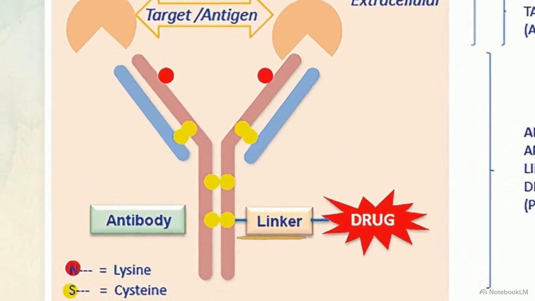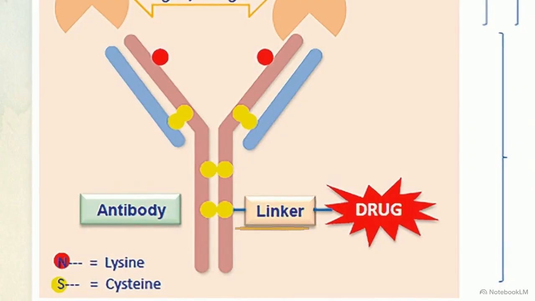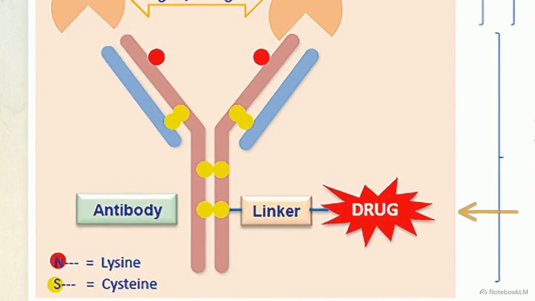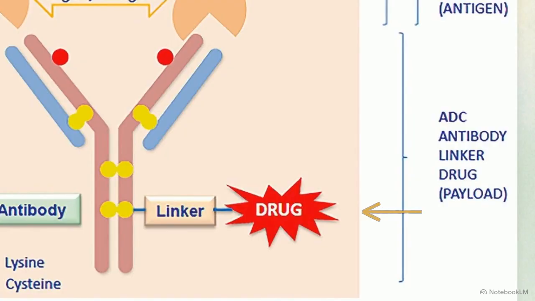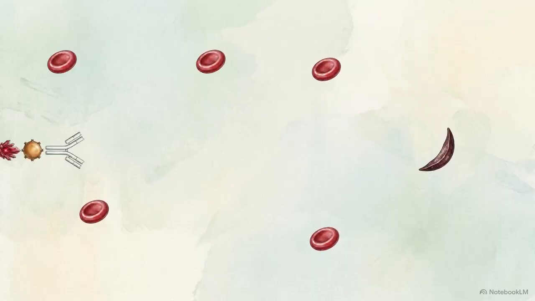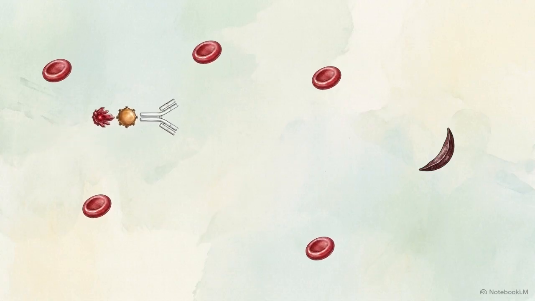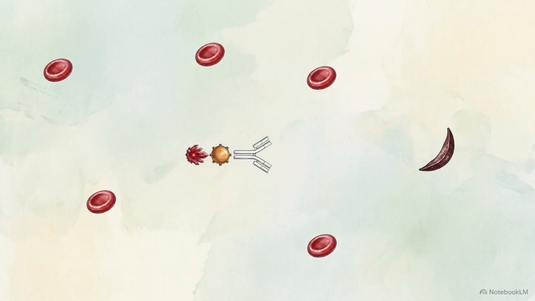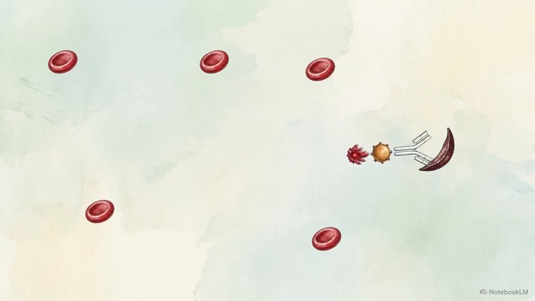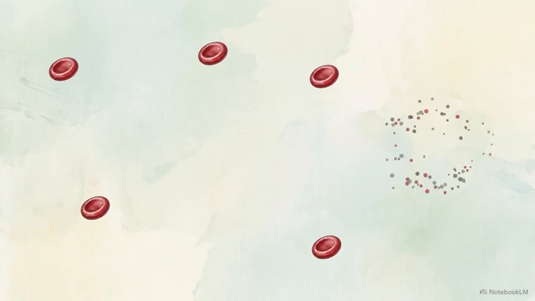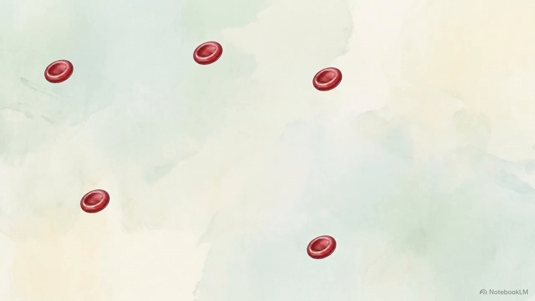Attached is a chemical linker, acting as a structural tether. Finally, the cytotoxic drug, the red star, is a toxic payload designed to destroy the target cell. The full ADC operates in a precise sequence. The antibody locates the specific sick cell, the linker ensures safe transit through the bloodstream, and the payload executes targeted cell death without harming surrounding tissue.